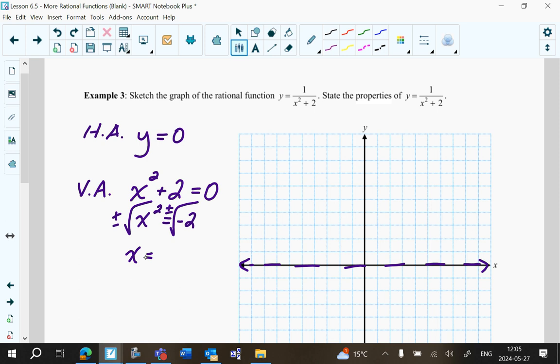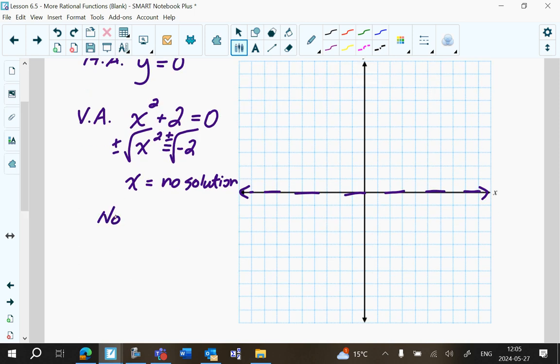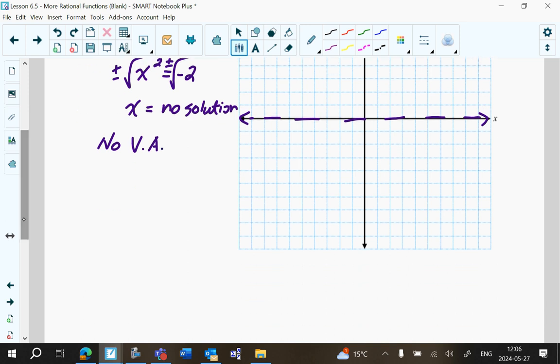Okay. Because you can't take the square root of a negative number. So what does that mean? That means there's no vertical asymptote. There's only a horizontal. So how do we start with the table of values if we've got no vertical asymptote? Well, your best bet is to start around 0. So let's start 1 to the left of 0, 0 itself, and 1 to the right.